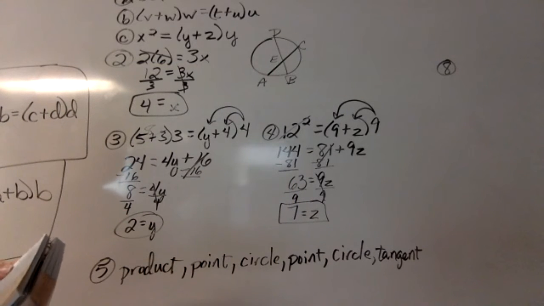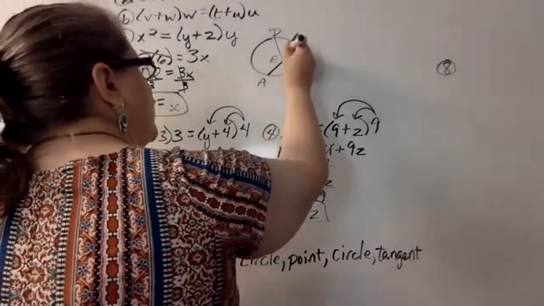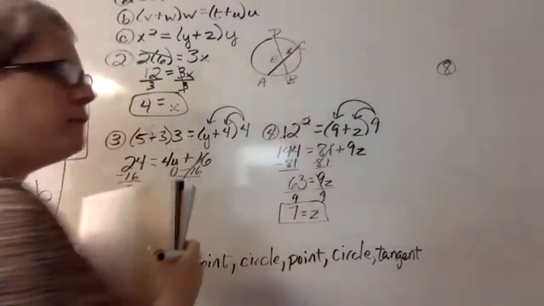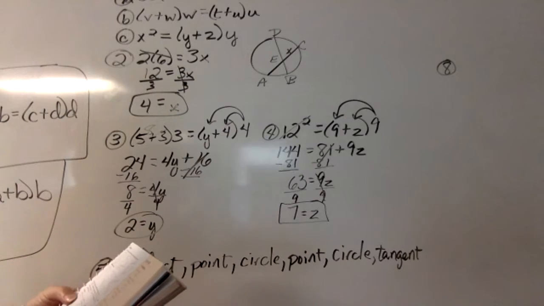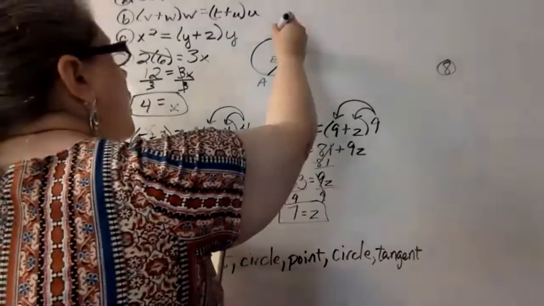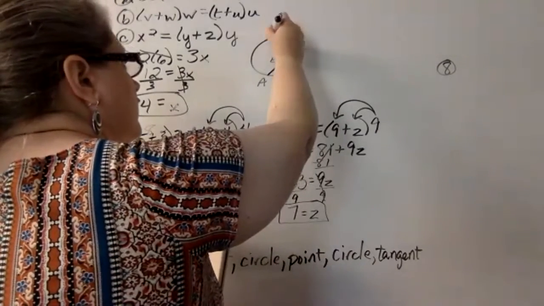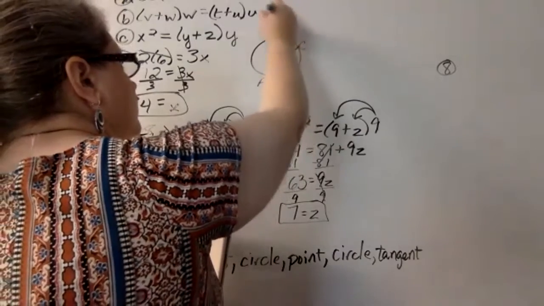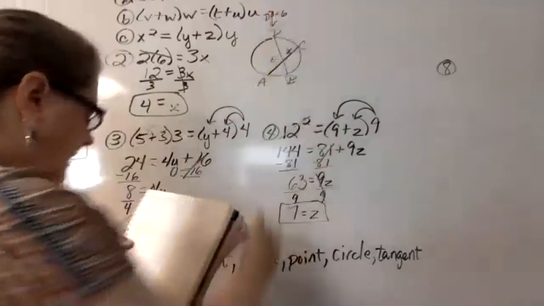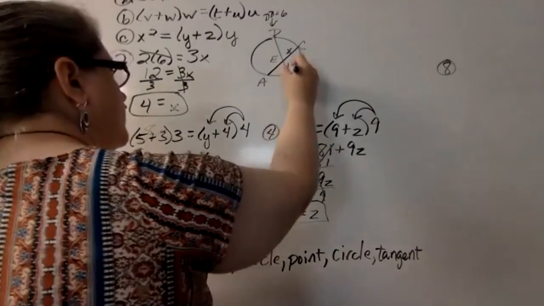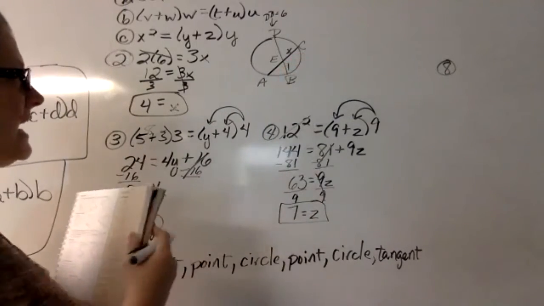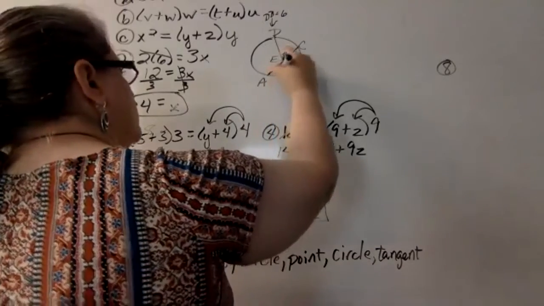Now in number 6, it says that we're looking for EC. So EC right here, I'm going to put a little X because that's not what I'm looking for. That's my variable. That's what I'm trying to find. If DB is equal to 6, so this whole chord, the whole thing is 6. EB is equal to 1, so just this piece is 1. And AE from here to here is 2.